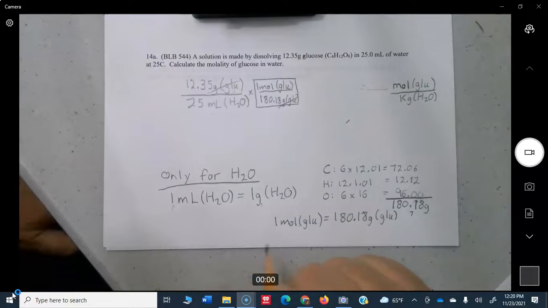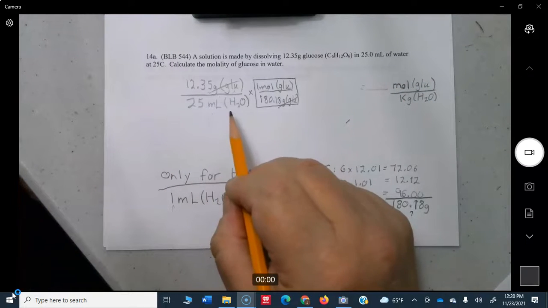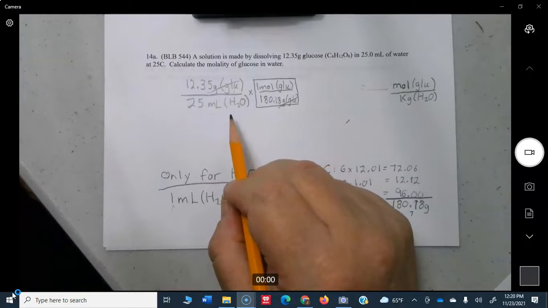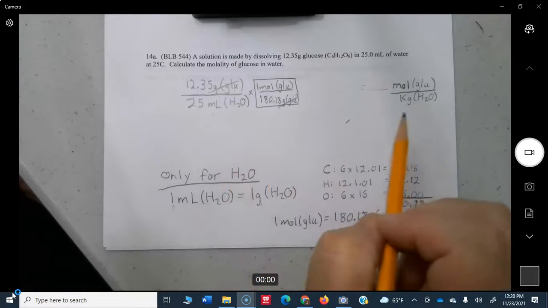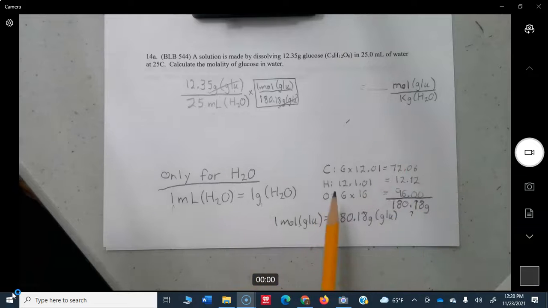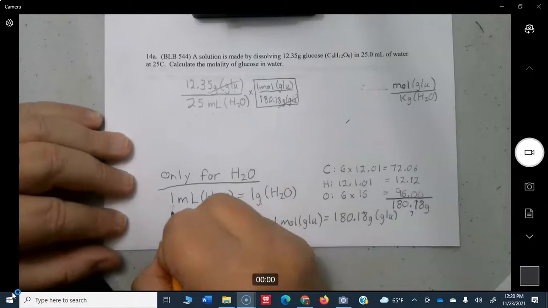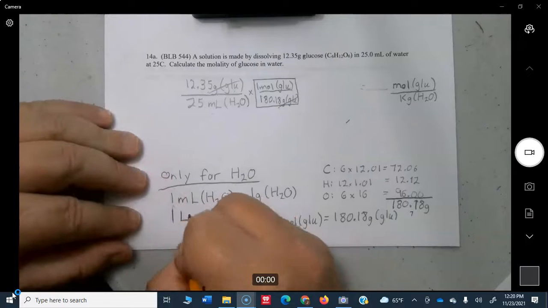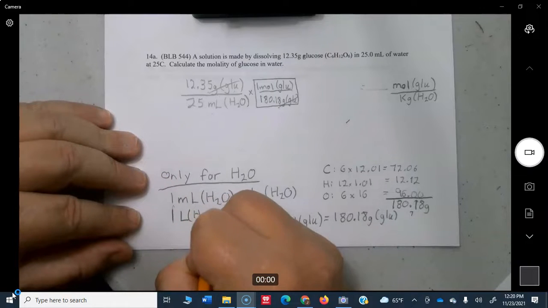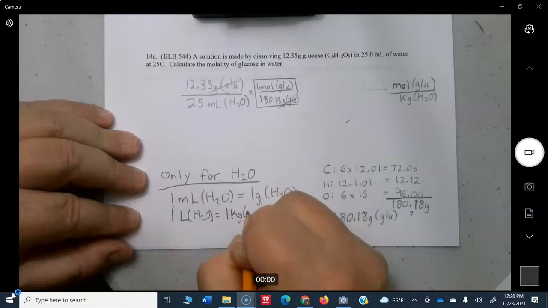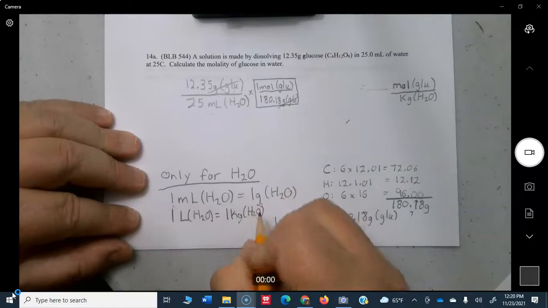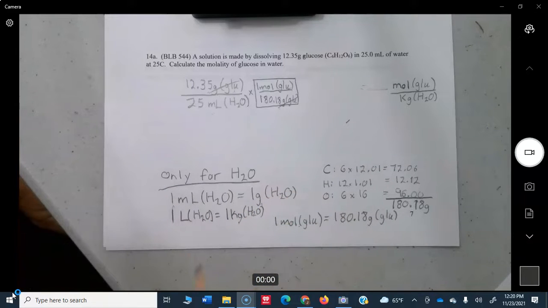Okay, so we have milliliters. We need to convert to liters. So 1 liter equals 1 kilogram. I wrote it in terms down here, milliliters. 1 milliliter equals 1 gram. So let's write the other conversion. 1 liter H2O, because this is really what we're interested in, is 1 kilogram H2O. So those are both the same thing. Just this is 1,000 times greater than that on both sides.